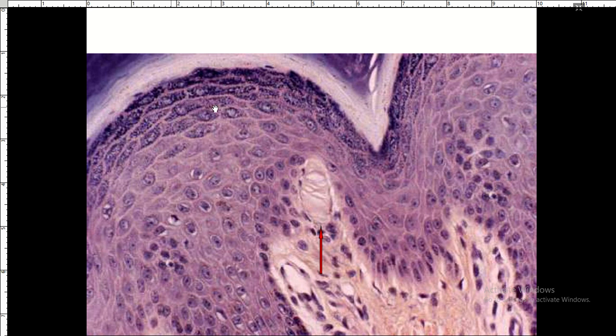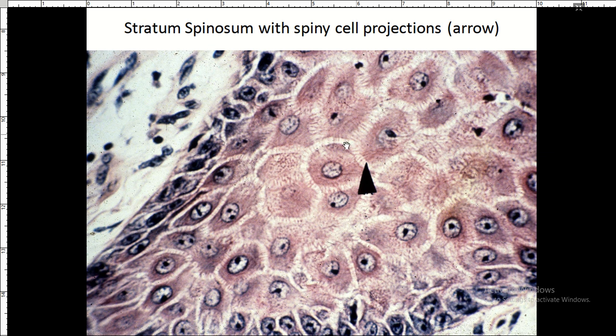You actually see some granules. The reason we say granulosum is because it has granules. These are keratohyalin granules. And you can see the stratum lucidum and the stratum corneum covering. This one shows the spiny cell projections of the stratum spinosum. You can see these spikes that I was talking about surrounding the cells. These spikes are due to the tonofibrils and desmosomes that are joining these cells together.